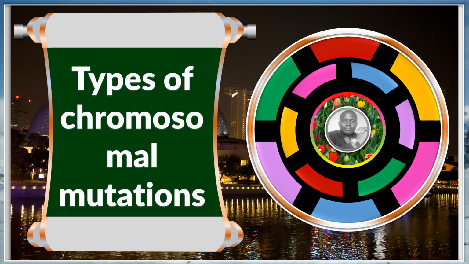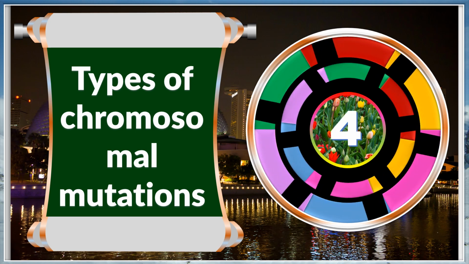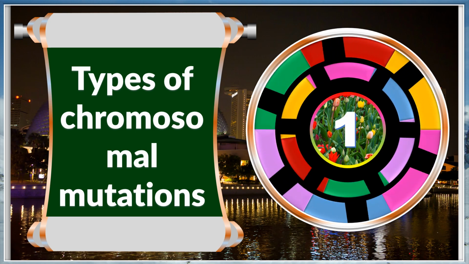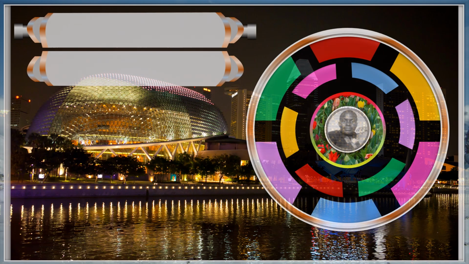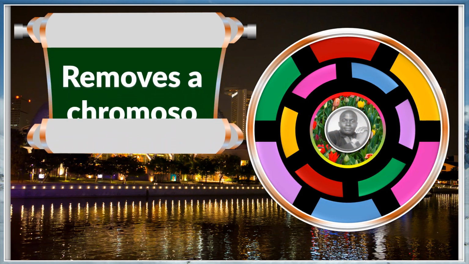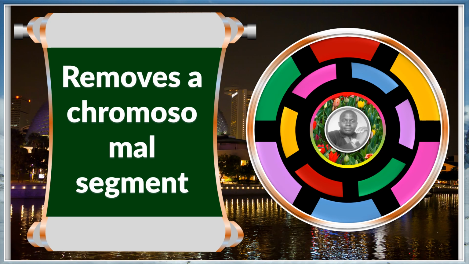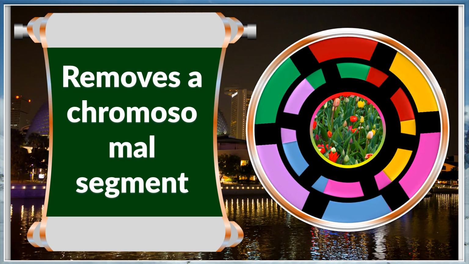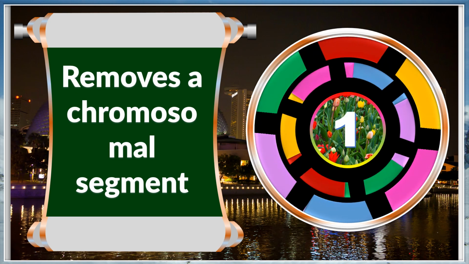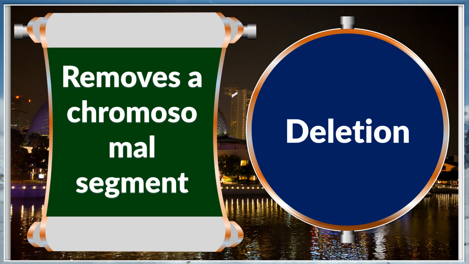Types of chromosomal mutations. Deletion, duplication, inversion, and translocation. Removes a chromosomal segment. Deletion.